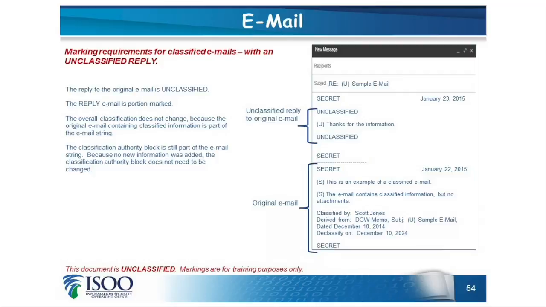So begin by focusing on your email. Appropriately portion mark your email and add the overall classification of your email only at the beginning and end of your email. Then you need to determine the overall classification of the entire email thread, which may or may not change depending on what you added to the thread. The overall classification is the classification of the package as a whole. So you need to review the thread to see what classified information remains in your response.